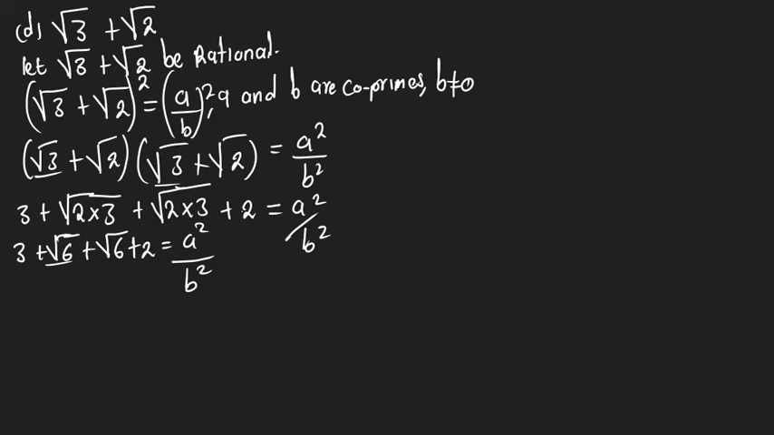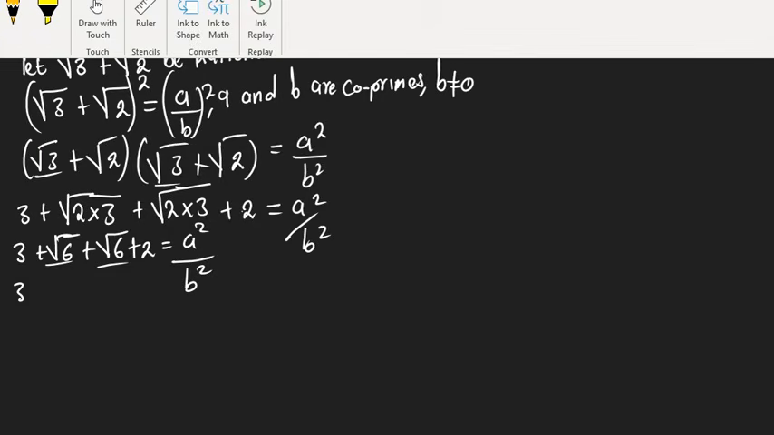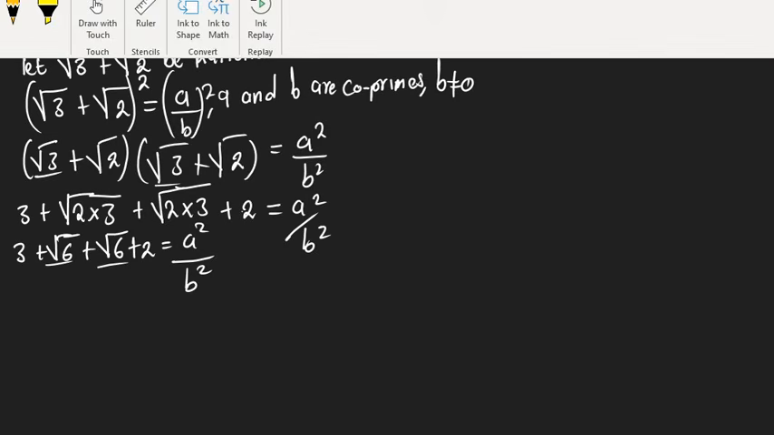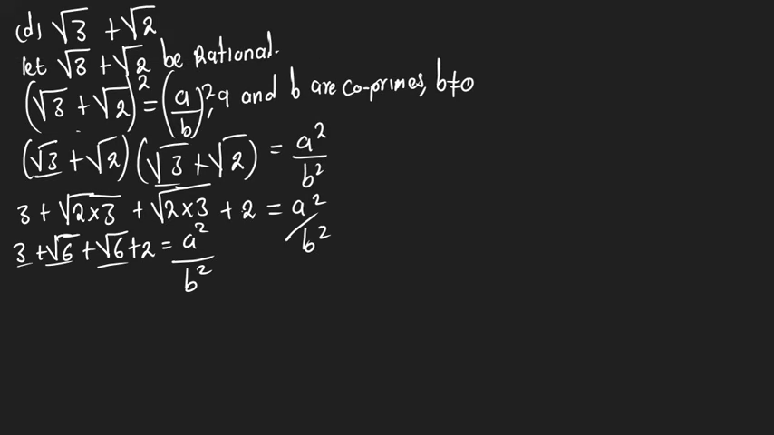So what is this and that? What is root 6 plus root 6? Those are like terms. So we can add the like terms. 3 plus 2, it will give us 5. Plus root of 6 plus root of 6, it will give us 2 root 6 equal to a power 2 over b power 2. Now let's do our thing.